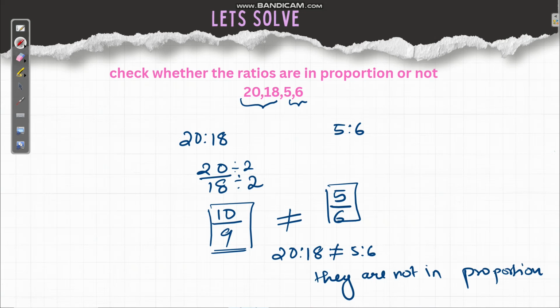So there are two ways. First, you take the ratio of the first two numbers, you take the ratio of the third and the fourth number. If they are equal after reducing, they are in proportion. If not, then they are not in proportion. The second method is using the formula: product of extremes is equal to product of means. Means is nothing but the product of the second term and the third term, and extremes is nothing but the product of the first term and the fourth term. If you get both the answers equal, they are in proportion. If you don't get the answer equal, that means they are not in proportion. Let's see one more example and you'll understand better.